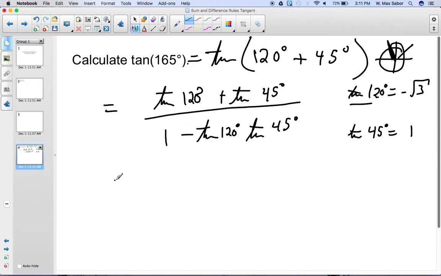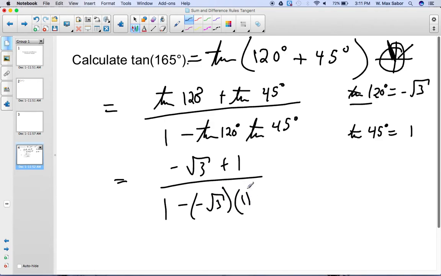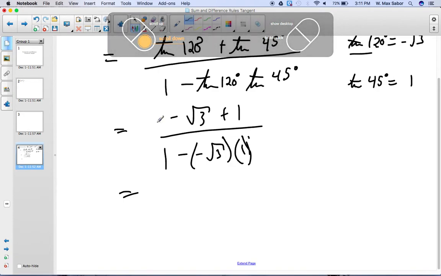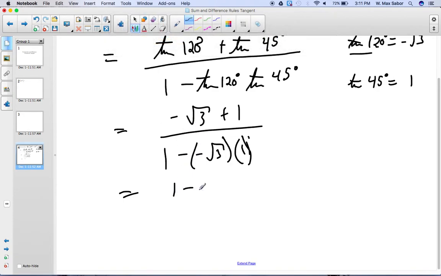So we have, what is this? Negative square root of 3 plus 1 over 1 minus negative square root of 3 times 1. I'm going to move things around. The numerator I'm going to rewrite as subtraction. And the denominator is 1 plus, because negative times a negative.